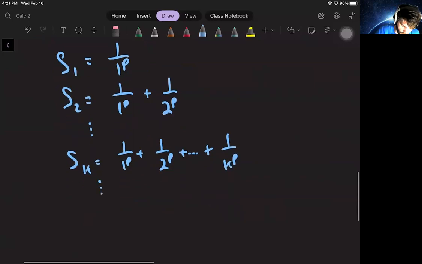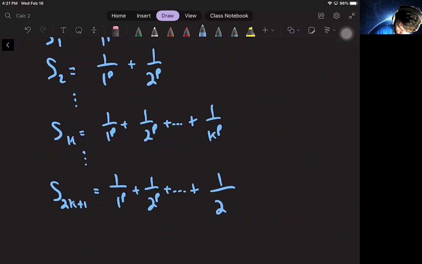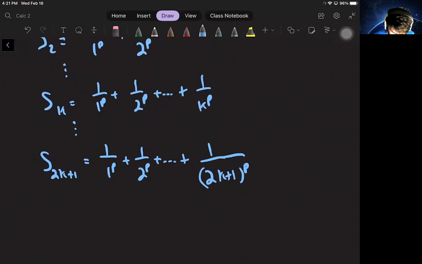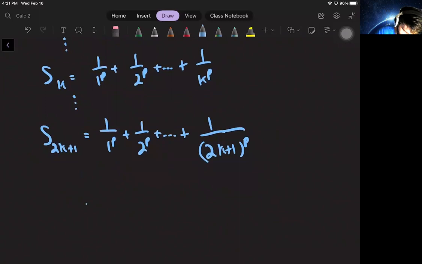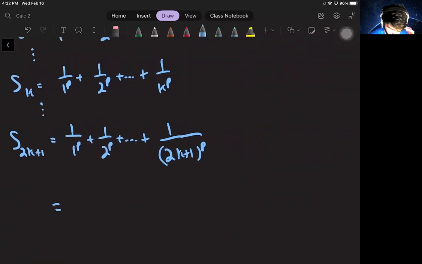So if we keep going to S sub 2k plus 1, what's that going to look like? Well, it's going to look the same, except it just ends a little bit further. So it ends at 1 over 2k plus 1, and then that's to the p power. Okay, so we're going up to there, and the payoff will be revealed soon. So what we want to do is we want to break this into evens and odds. So the first one, well, that's just 1. So let's just take that separately.